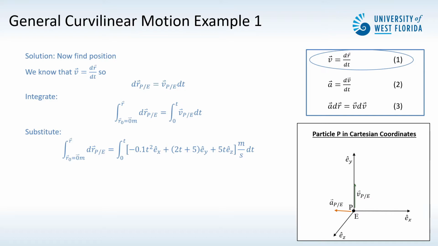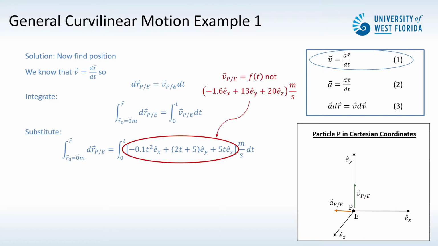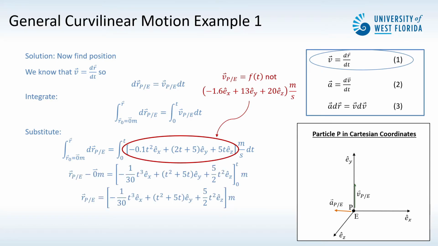Now we need to substitute an expression for the velocity of p with respect to E. It is very important that we use the function of time that we found for velocity in the last step. Using the final value of velocity at t equals 4 seconds will give us the wrong answer. Now we can integrate and evaluate. Plug in the value t equals 4 seconds and we find a value for the position vector.